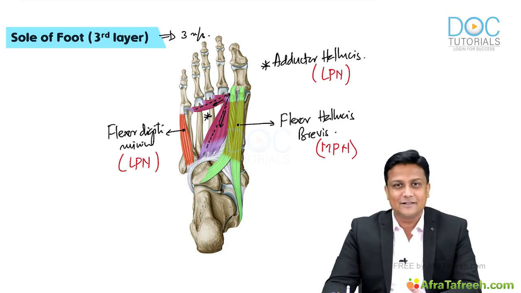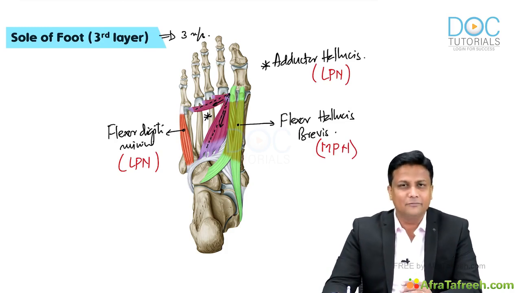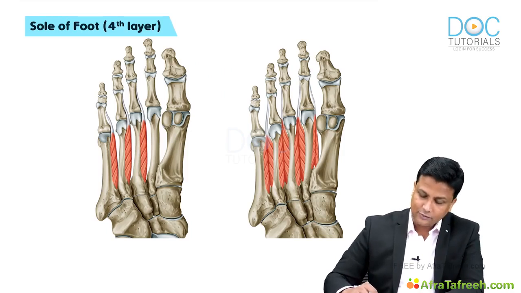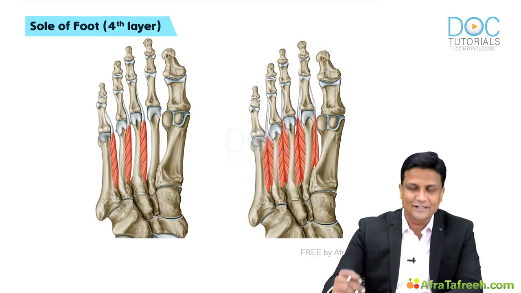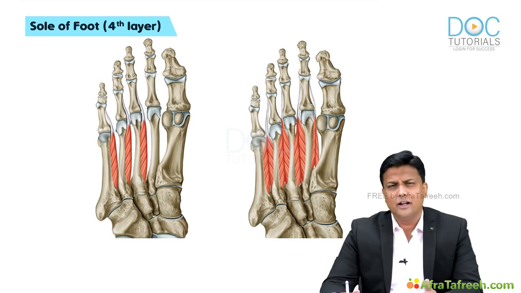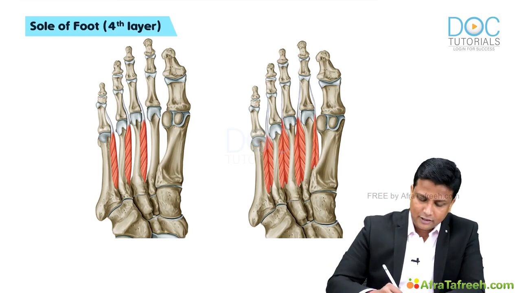So the names of the muscles as well as the nerve supply, we are making it easy. Then welcome to the last and final, the fourth layer of the sole here, and I love this layer, guys. Why? Because in this layer we just have the interossei. In between the metatarsals you are able to find the interossei.